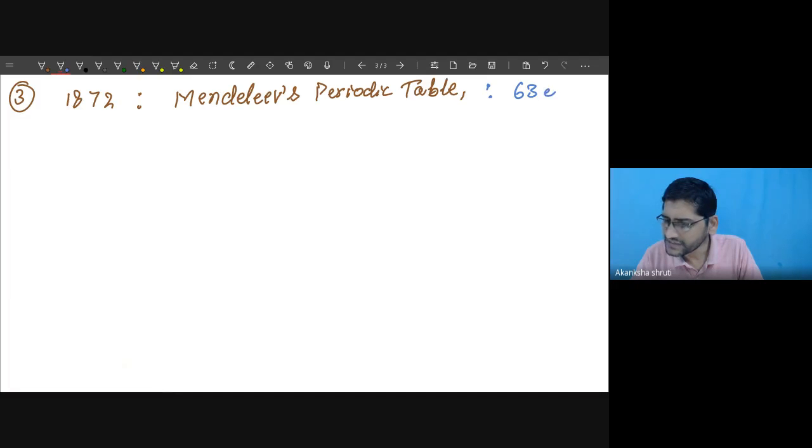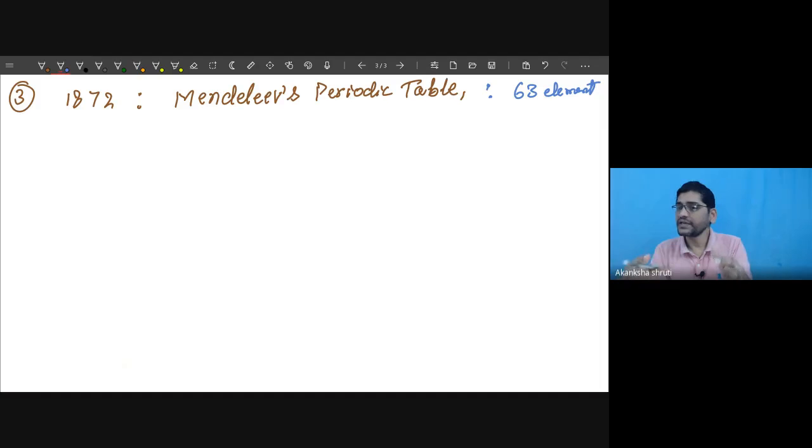Students, at this time only 63 elements were discovered. And the good thing was that he was able to arrange all 63 elements in that table. Rather, he also predicted that there would be some other elements not yet discovered, and he left some vacant positions in his periodic table. The only drawback of this arrangement was that certain elements were not following the rule given by Mendeleev. It was also based on increasing order of atomic mass. That rule was not followed in certain cases, like potassium and calcium.